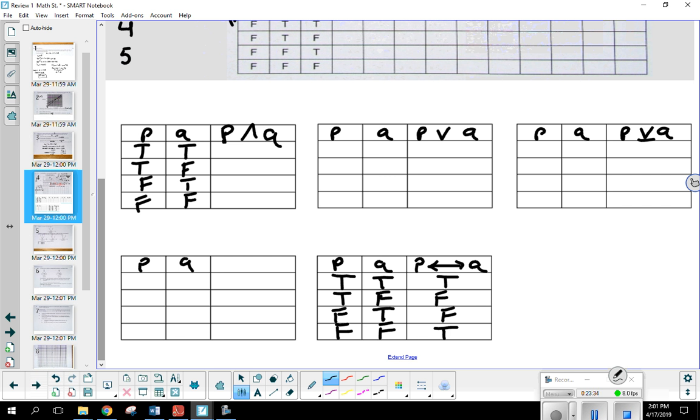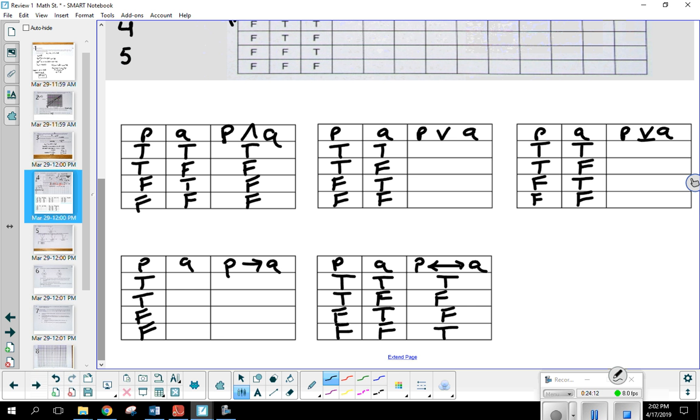Okay. So what was the intersection? How was I going to get a true statement there? If they're both true, one and the other. But what if only one is true? Then that's false. So this right here should be true, false, false, false. Let me just fill in the rest of these: true, true, false, false, then true, false, true, false. And then for this one right here, I think I was going to do the implication, P implies Q. So true, false, true, true.